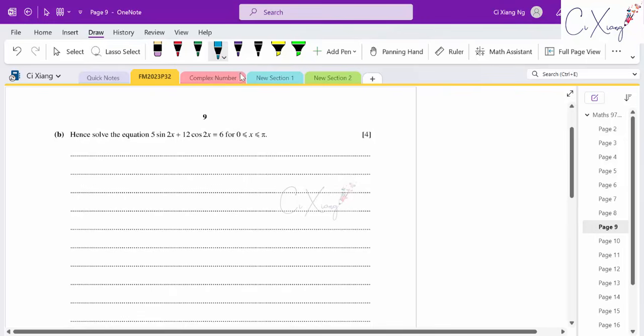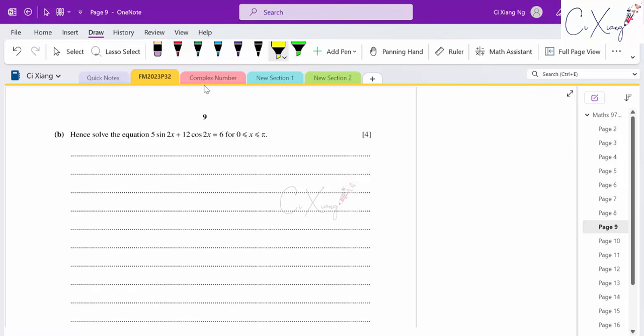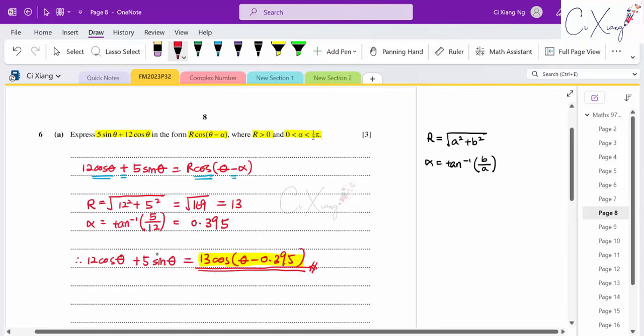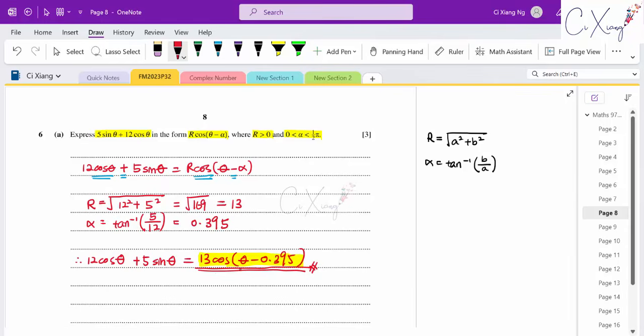Okay, so for part B, they want you to solve the equation 5 sine 2x plus 12 cos 2x equals 6. From part A just now, we can change the 12 cos theta plus 5 sine theta into this expression. For part B, you realize that theta becomes 2x, right? So you can change theta to 2x in each place, but the remaining values are still the same.